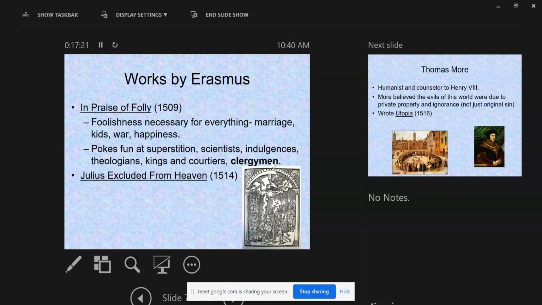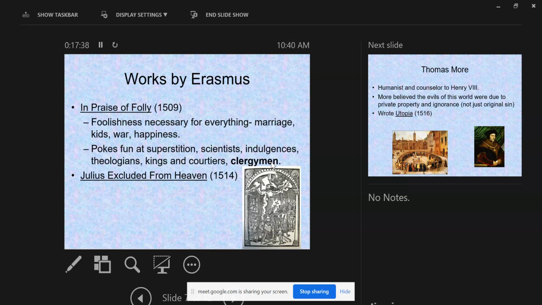Here's an example of that with Erasmus. He writes a book called In Praise of Folly. He writes this in Latin. Everybody's pretty much writing in Latin, really up to this point in time. They're starting to write in other languages. But he writes this book called In Praise of Folly, and he's praising folly or foolishness.